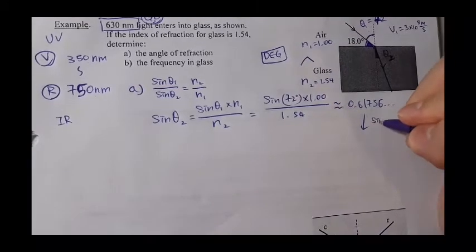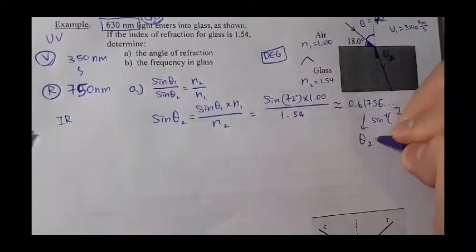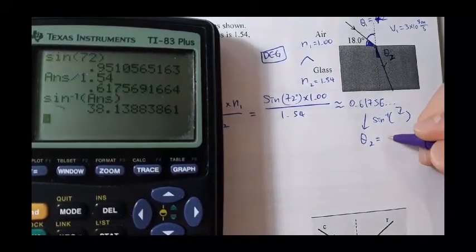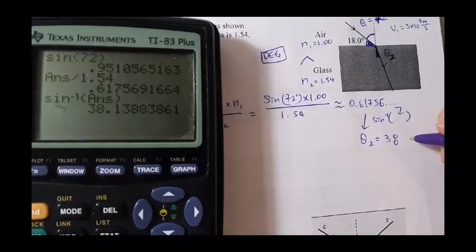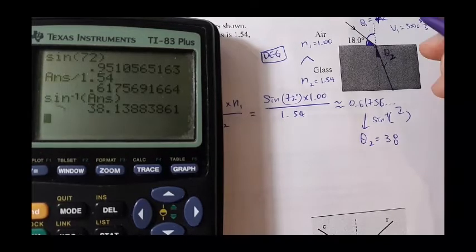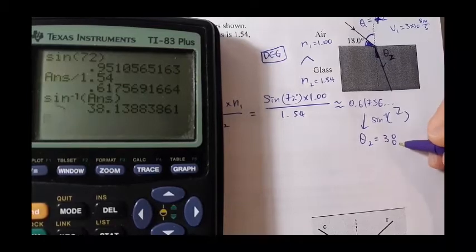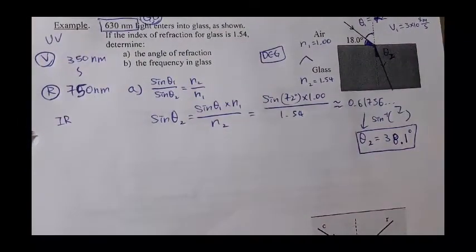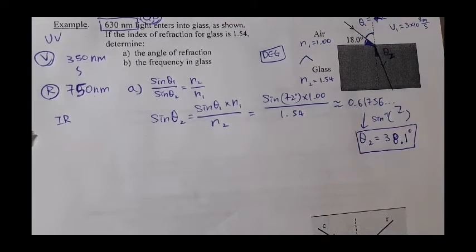Now what I need to do is second function sine and put that value in there to get my theta 2. So second function sine and put the previous answer. That gives me 38 point, what is it? Oh yeah, 38.1 degrees. And that is what you need to find out. As you may notice, the angle is definitely smaller. I believe this is a part where I gave a wrong answer in my PDF file, so just keep it in your mind. This is the correct answer.